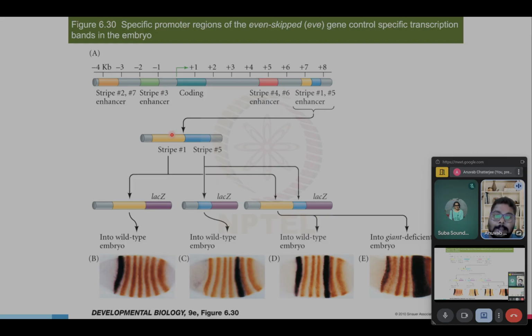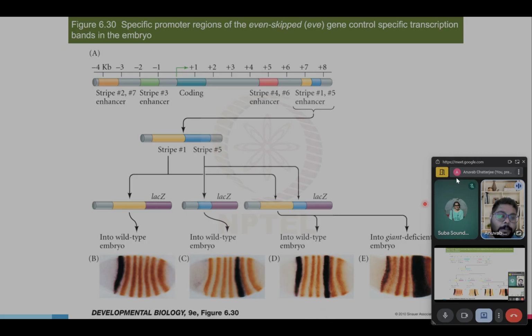So when you add the stripe 1 enhancer followed by lacZ, it is expressed right here, and then you do your lacZ staining, and it will come up only in stripe 1. Similarly, they show that you have the stripe 5 enhancer followed by lacZ, and only stripe 5 expresses lacZ. So essentially, these enhancers are why pair rule genes are expressed where they are. And when you combine two, say stripe 1 and stripe 5, you have lacZ being expressed in stripe 1 and stripe 5.